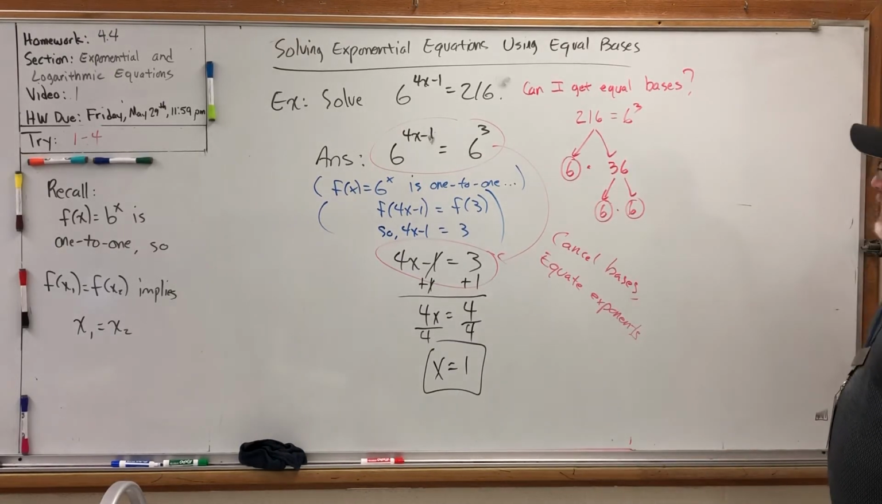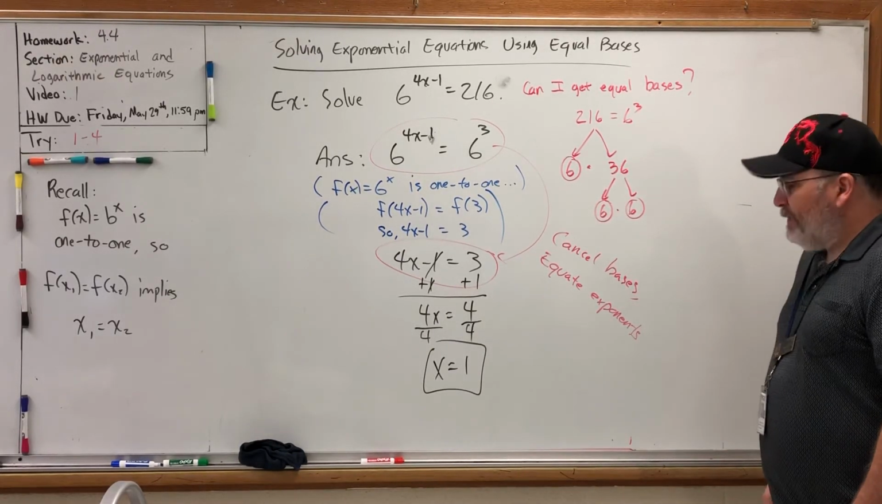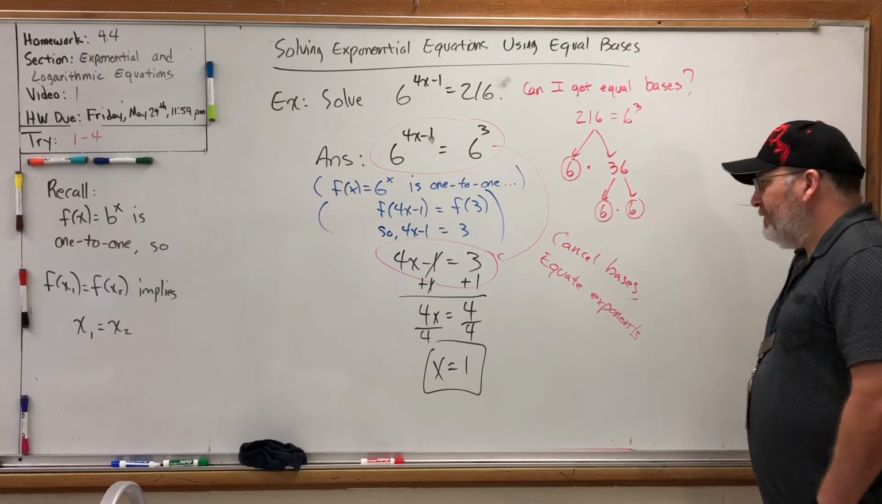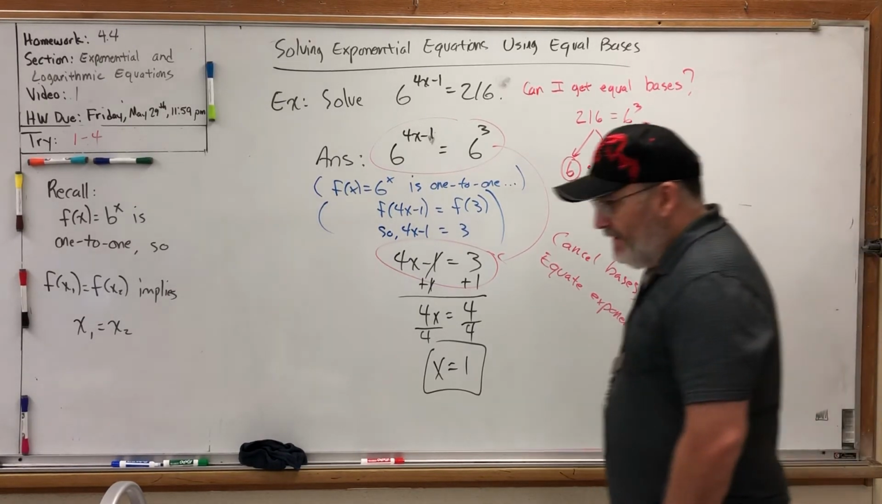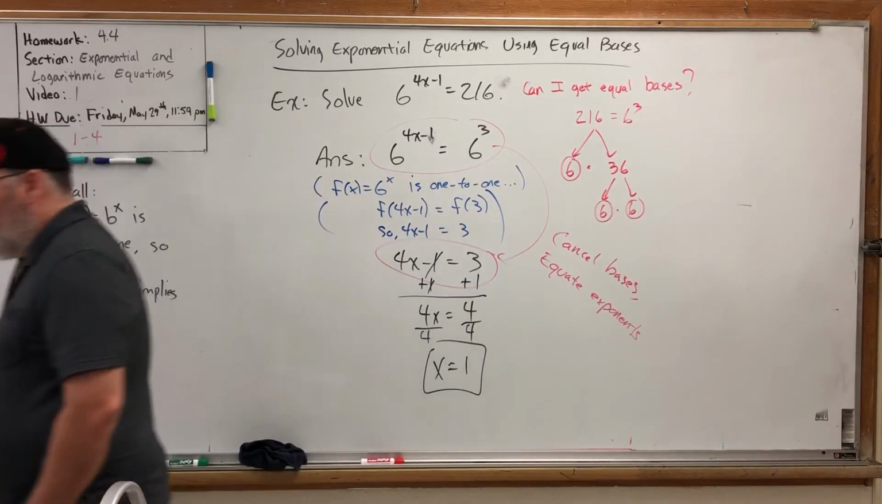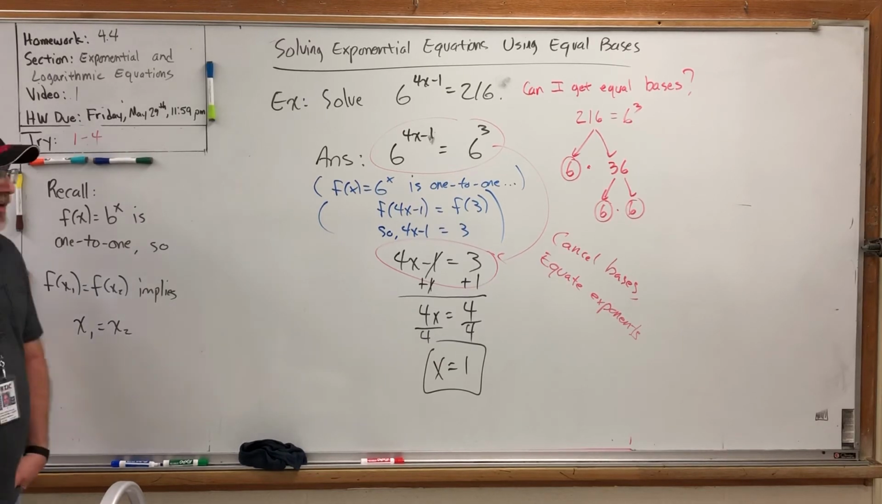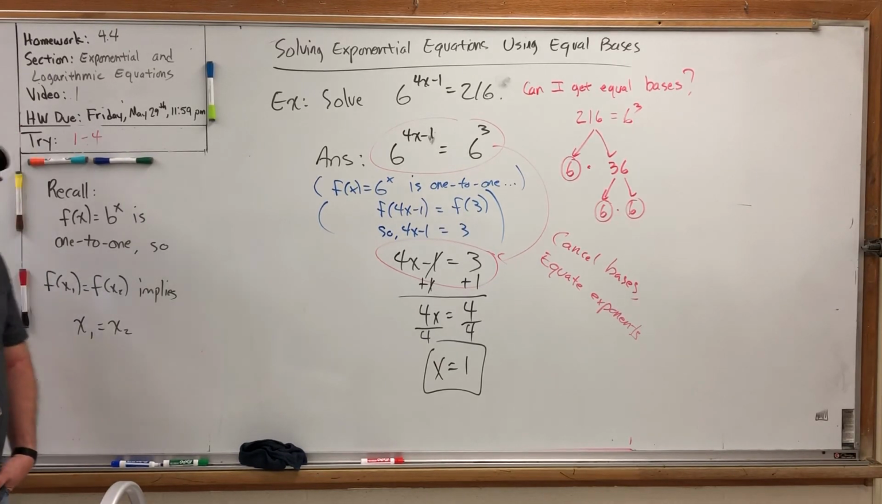So if you can rewrite an exponential equation using equal bases, then you can basically cancel the bases and equate the exponents and then solve the remaining equation. We'll take a look at one more example where we can get equal bases, because I don't want to lull you into the misconception that I only have to change one side's base.